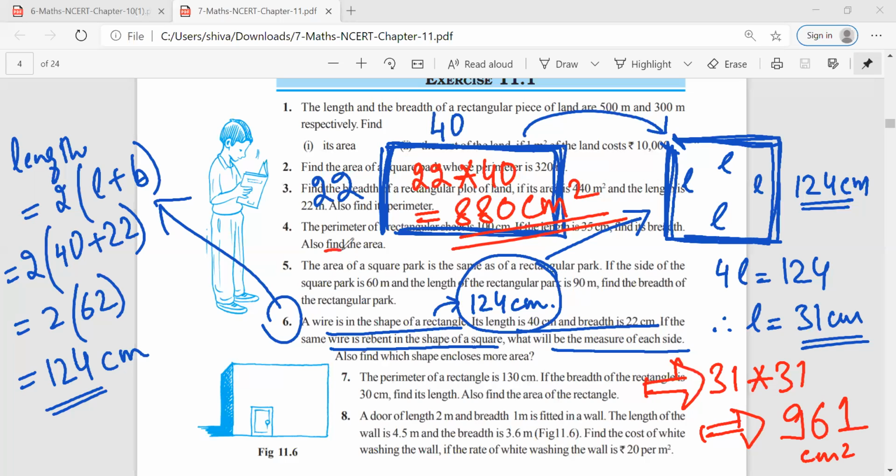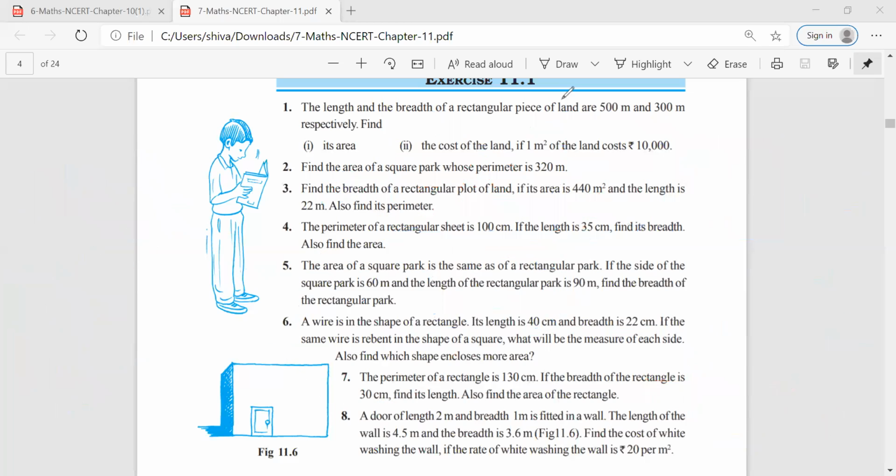From the same wire, you can make a circle also. You can make a triangle also. You can make an equilateral triangle or any other triangle. Have you understood the logic? Yes, sir. Satya? Yes, sir. Okay.